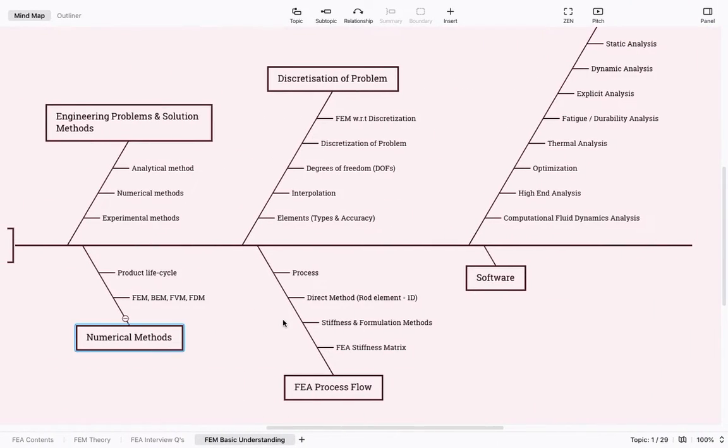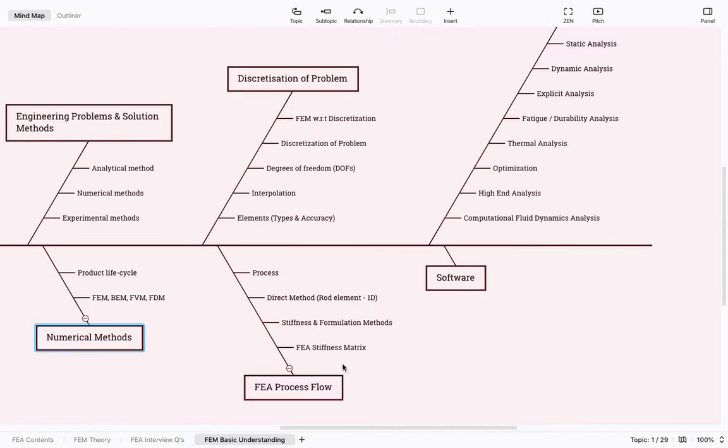So next one is the FEA process flow. In this we will see what the FEA stiffness matrix is, how it is formulated, what the direct method is, and we will see some examples of it, and then the process. What is the basic process?